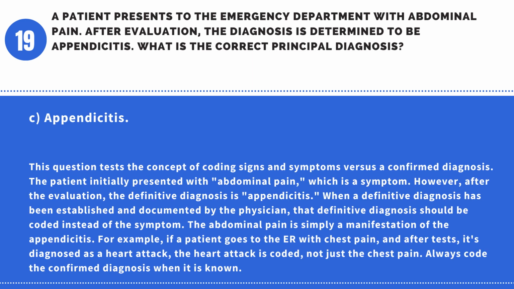Answer, C. Appendicitis. This question tests the concept of coding signs and symptoms versus a confirmed diagnosis. The patient initially presented with abdominal pain, which is a symptom. However, after the evaluation, the definitive diagnosis is appendicitis. When a definitive diagnosis has been established and documented by the physician, that definitive diagnosis should be coded instead of the symptom. The abdominal pain is simply a manifestation of the appendicitis.